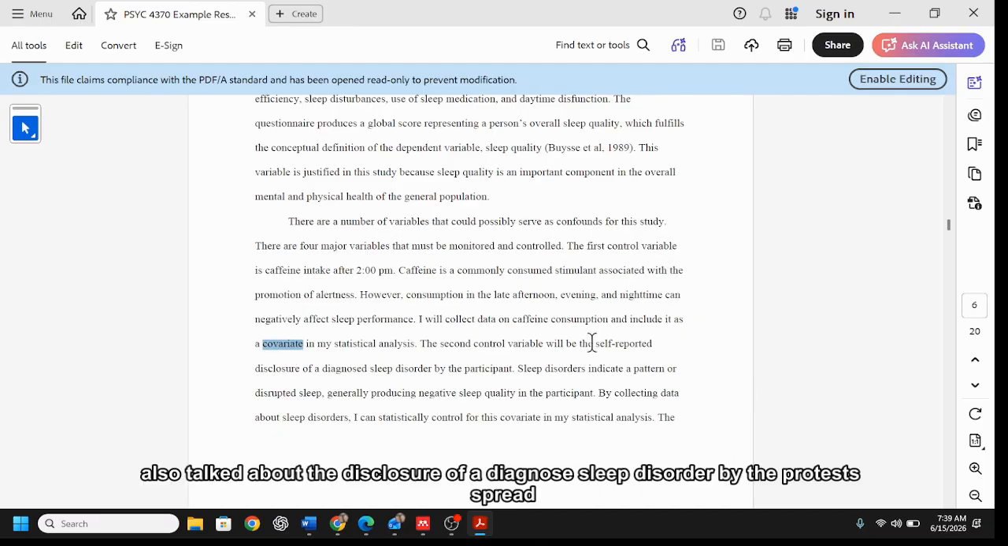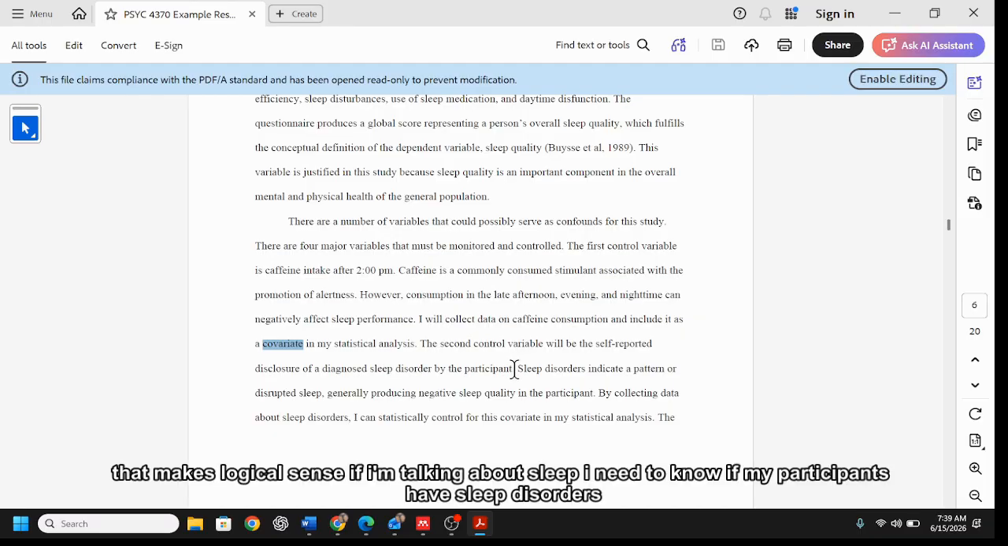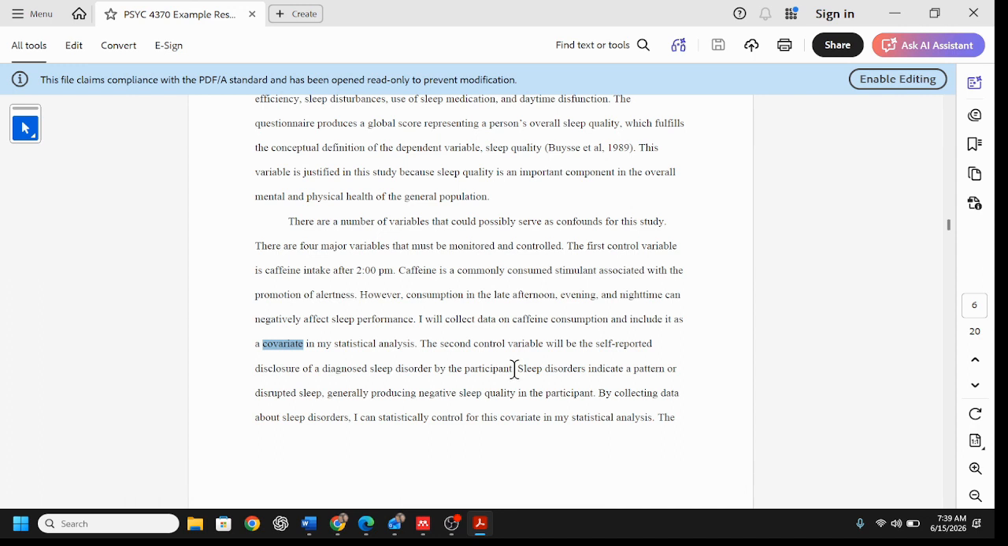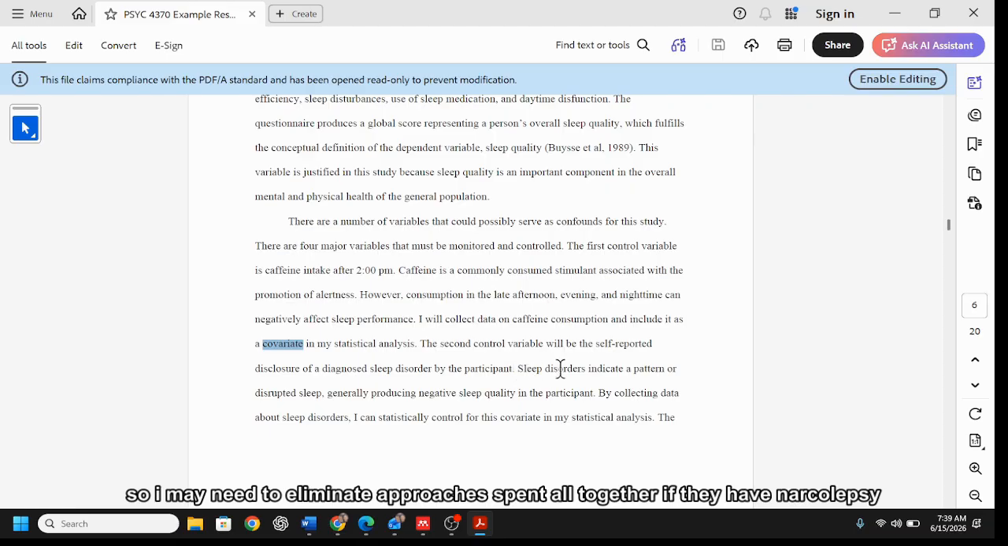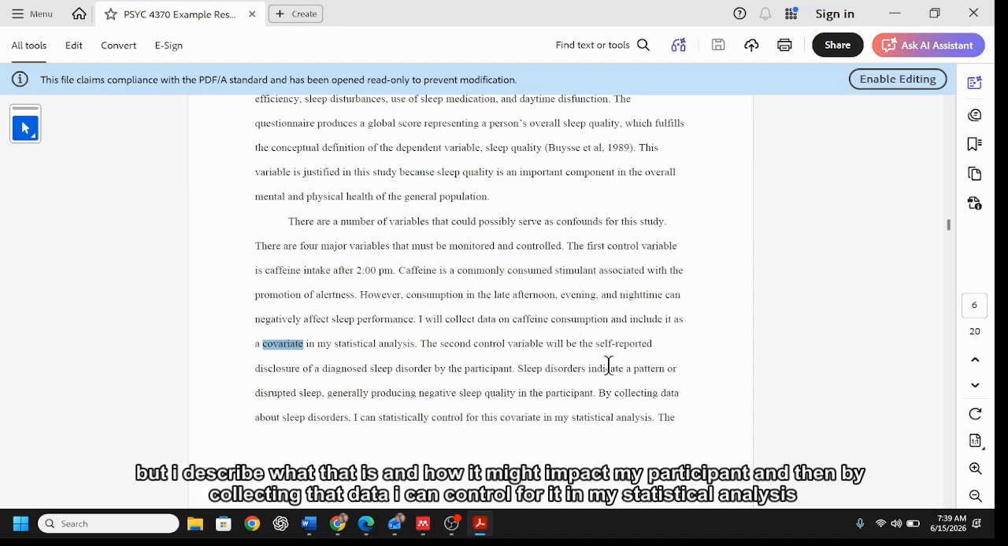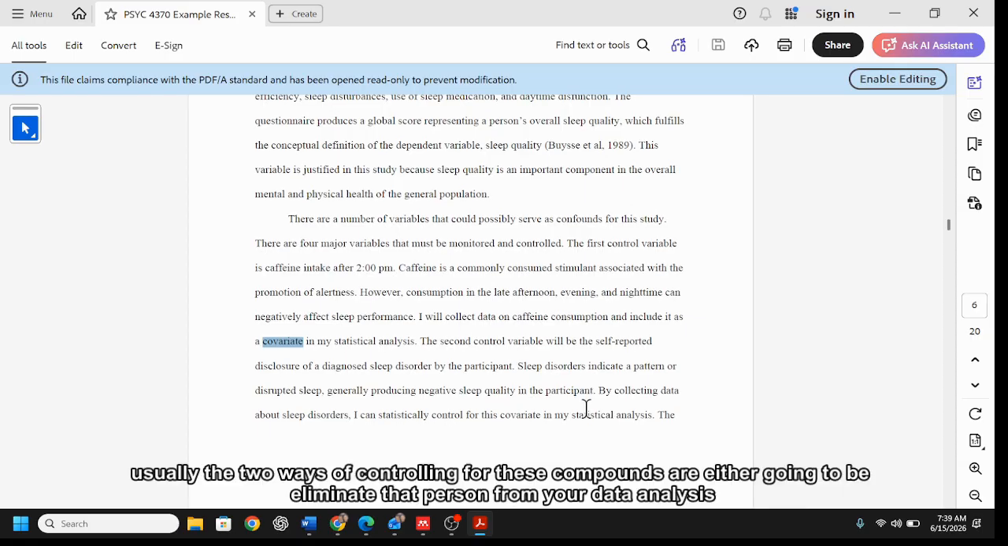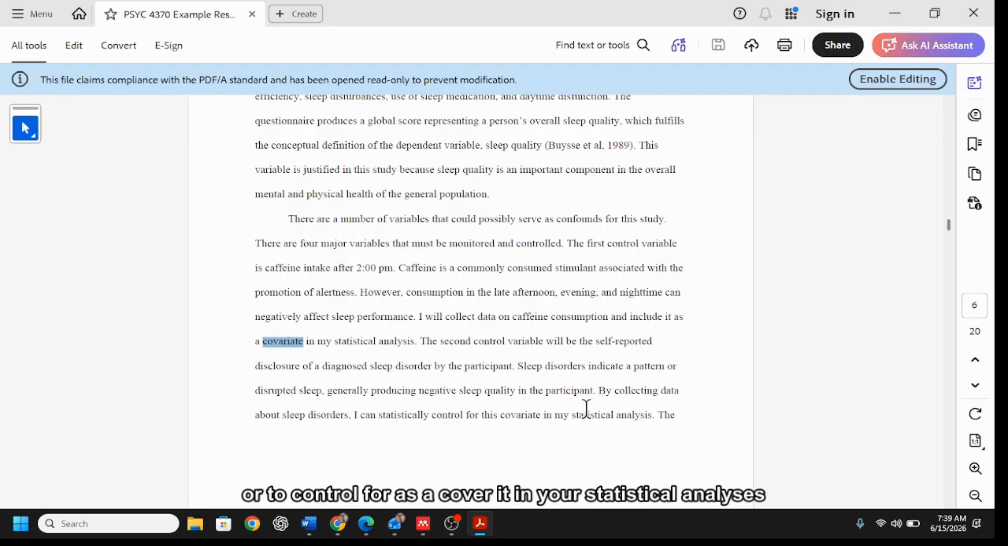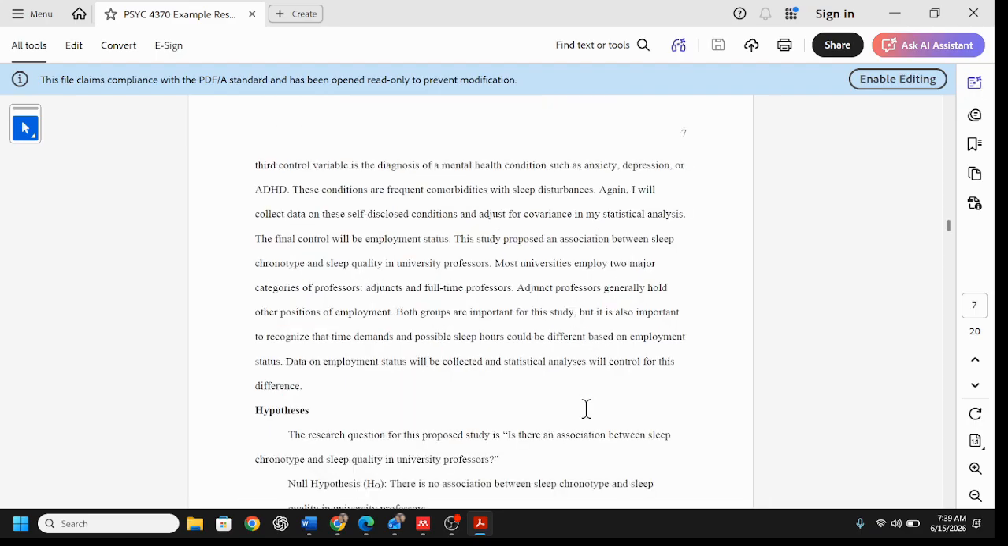I also talked about the disclosure of a diagnosed sleep disorder by the participant. That makes logical sense. If I'm talking about sleep, I need to know if my participants have sleep disorders. So I may need to eliminate a participant altogether if they have narcolepsy. But I describe what that is and how it might impact my participant, and then by collecting that data, I can control for it in my statistical analysis. Usually the 2 ways of controlling for these confounds are either going to be eliminate that person from your data analysis or to control for it as a covariate in your statistical analyses.